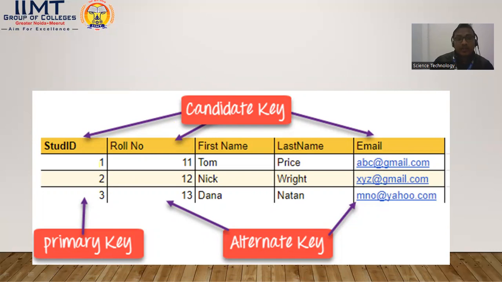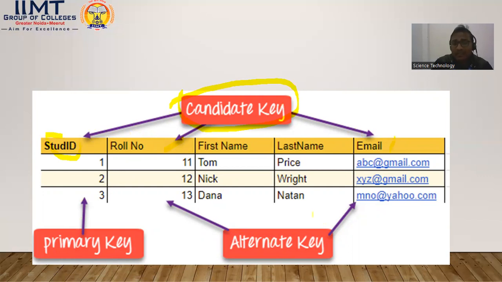The student ID is the primary key, very simple. The roll number, the email ID, and the student ID are all candidate keys. All three are candidate keys, but we select the primary key for the student. The remaining two, roll number and email ID, are candidate keys and also alternate keys.